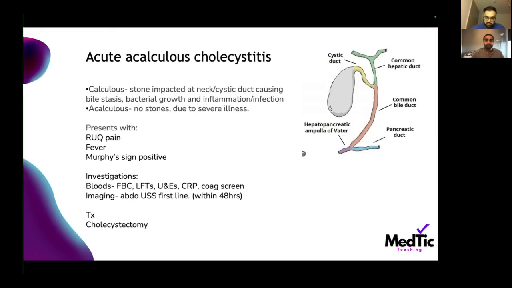So typical investigations you'd want to do are your standard bloods: FBC, LFTs, U&Es, CRP, coag, particularly if you're thinking about taking them to theatre. An ultrasound would usually be the first line, ideally within 48 hours of presentation. And treatment would be cholecystectomy. Quite commonly it's done laparoscopically, so take the gallbladder out. Okay, next slide, sorry.